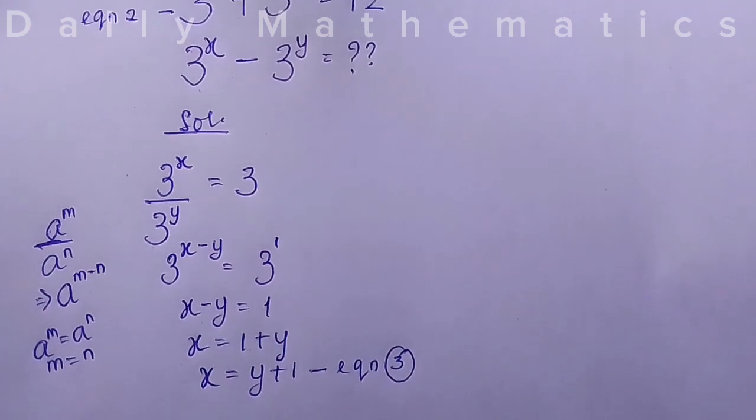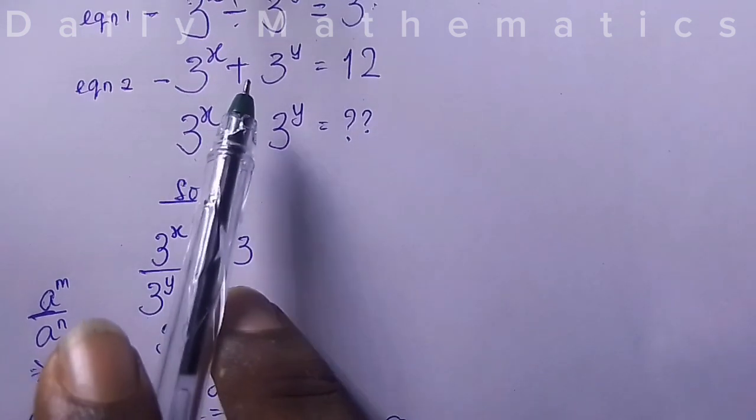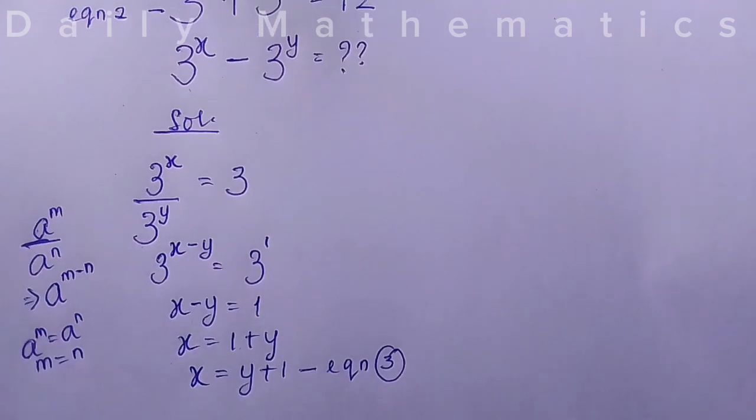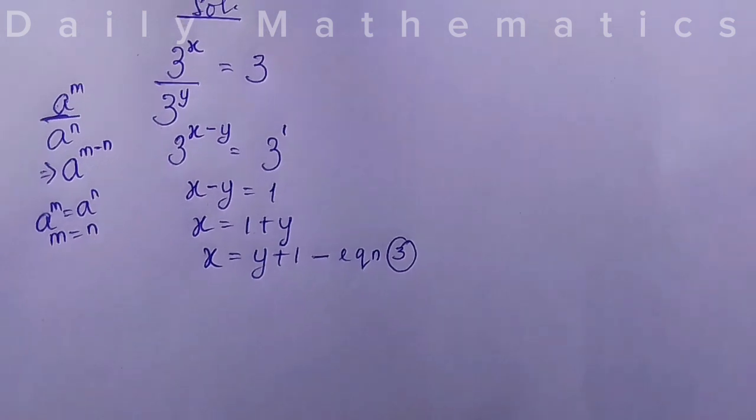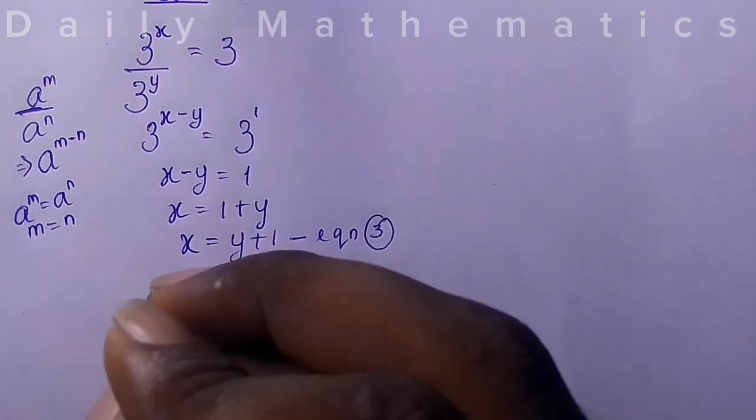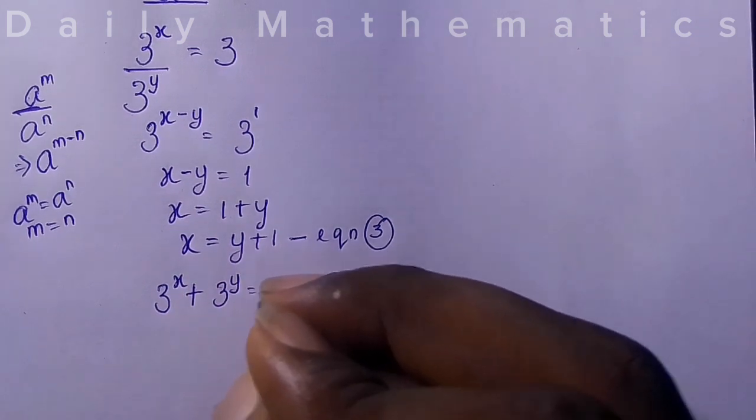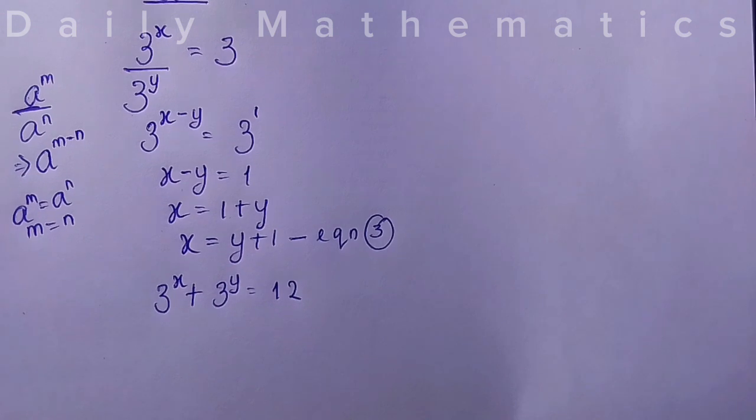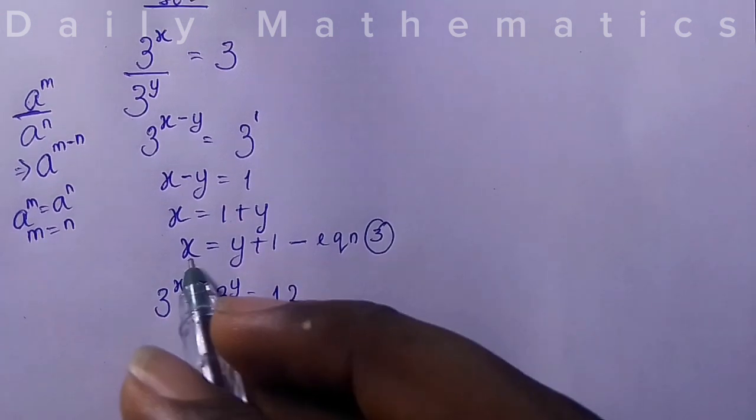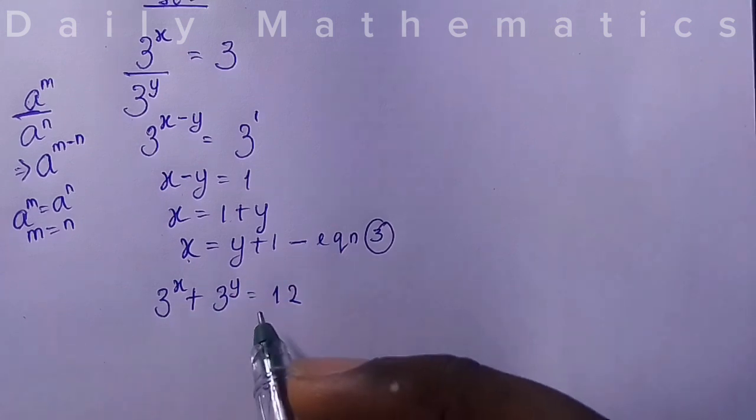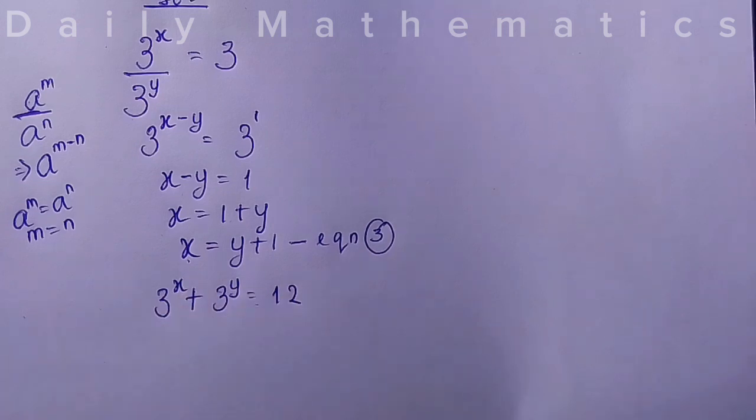So back to the next equation. From equation 2, we have 3^x plus 3^y equals 12. How do we do this? Now from equation 3, we can see that x equals y plus 1. We're going to substitute equation 3 in equation 2.